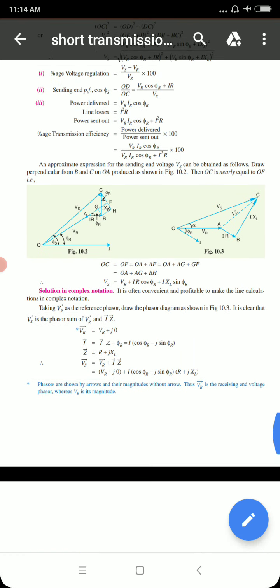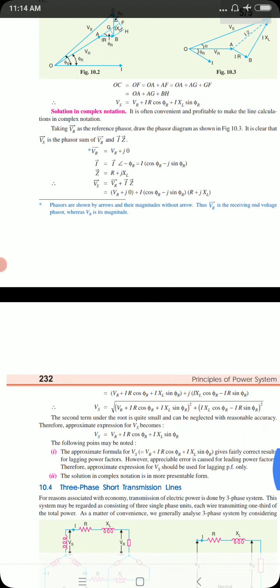Or we can write that I angle minus phi r is nothing but I into cos phi r minus j sin phi r. We know this one. Any complex value A angle theta is nothing but A into cos theta plus j sin theta, is it in the same form? And Z is nothing but R plus jXL, the complex impedance. Now Vs is what? Vr vector plus Iz vector, or we write this as Vr plus j0 plus I into cos phi r minus j sin phi r into R plus jXL.